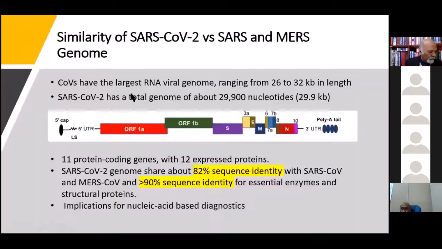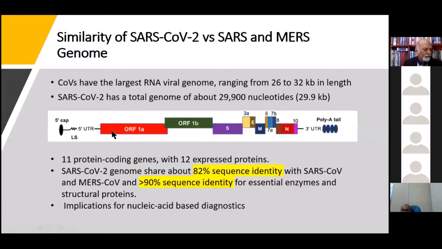Now, coronaviruses actually have the largest RNA viral genome, with their genome sizes ranging from 26 to 32 kilobases in length. SARS-CoV-2 has a total genome size of about 29,900 nucleotides, or 29.9 kb. So the genome structure of the SARS-CoV-2 is shown in this diagram. It has 11 protein coding genes with 12 expressed proteins.